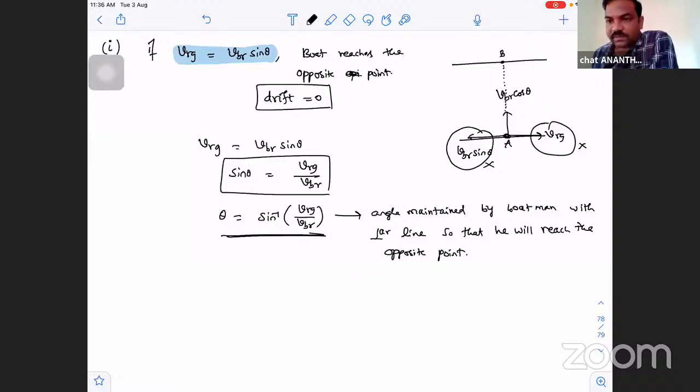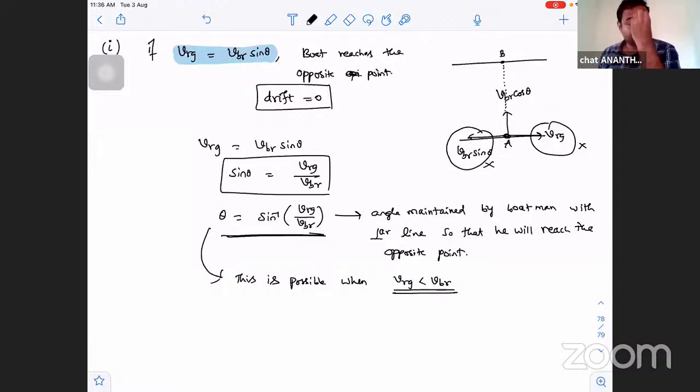To apply this formula we also have one condition. This situation is possible when VRG is less than VBR, or VBR is more than VRG. That means boat velocity should be more than river velocity. Only when boat velocity is more than river velocity is reaching the opposite point possible.